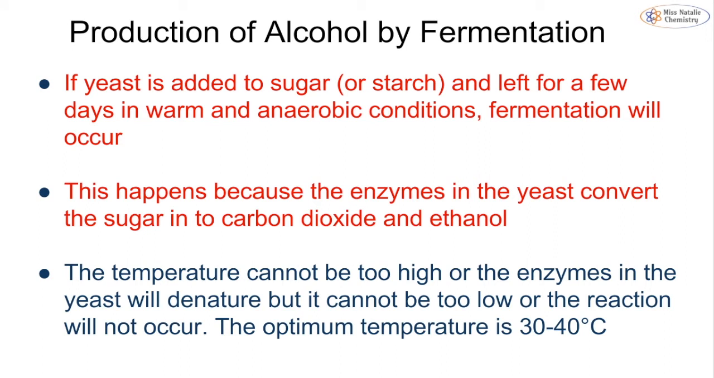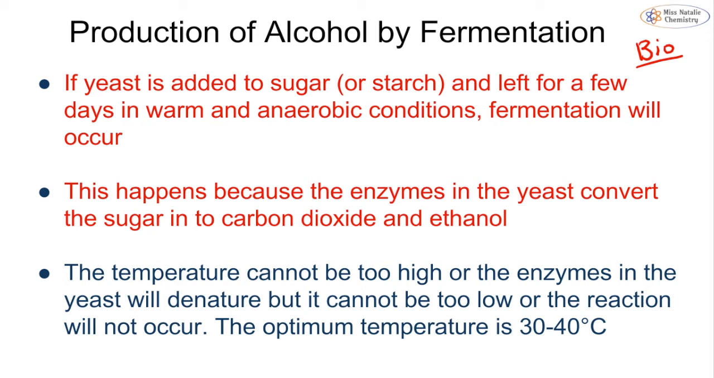Now, when we're looking at the production of alcohol, there are two possible ways that we can do this. We need to know both methods and also be able to compare and contrast the methods. So the first way is to use fermentation, and you've actually probably talked about this in biology, but we go into more the chemistry of it in terms of the conditions and the actual equation.